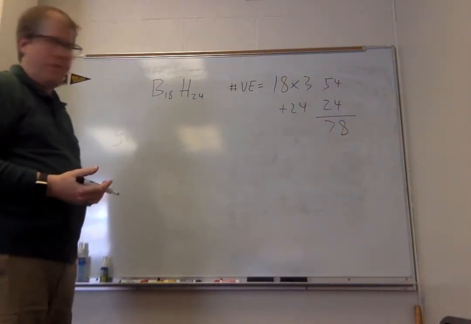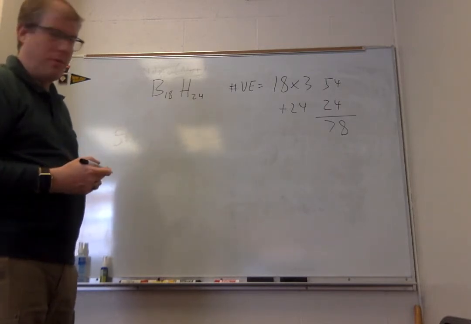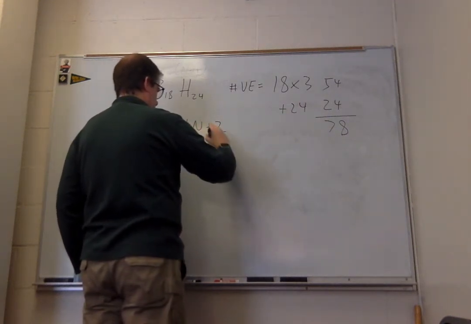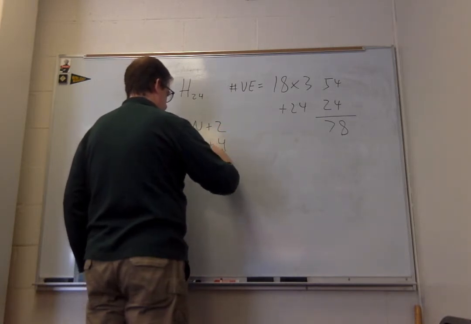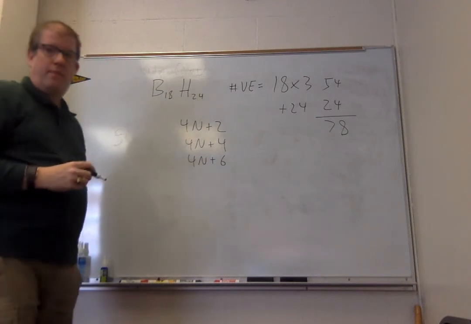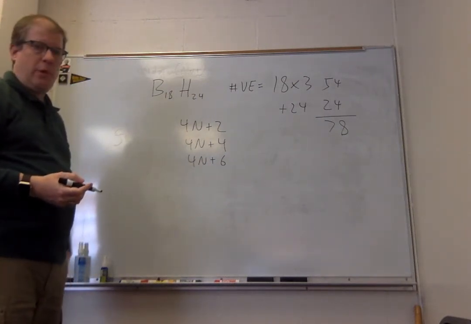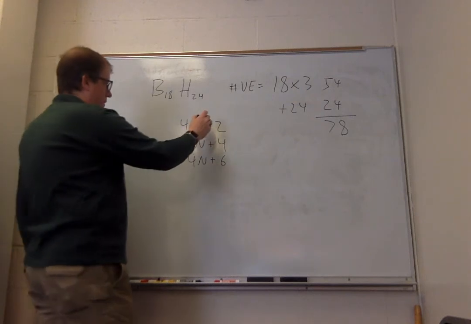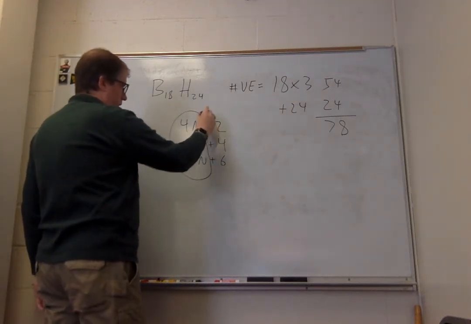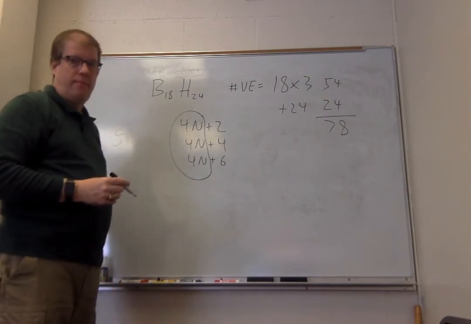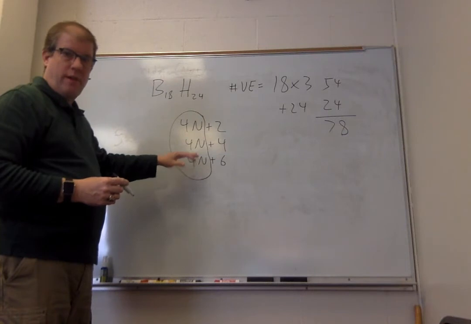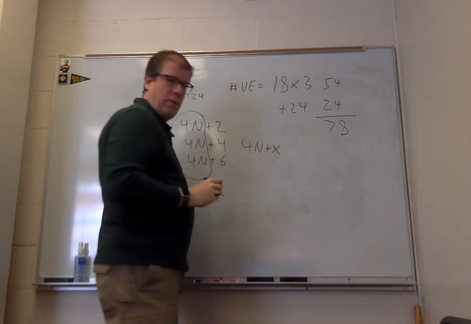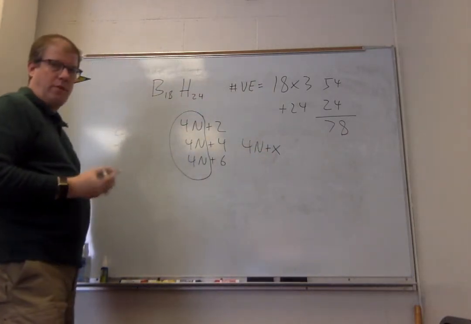Does this fit the Wade-Mingos rules? Can we figure out what we're doing here? Well, which of these does it fit? Well, you can test each one individually, or you can save yourself some time. Noting that this part of all three equations is the same, I could make one general equation out of these three, quite simply 4n plus x equals the number of valence electrons.